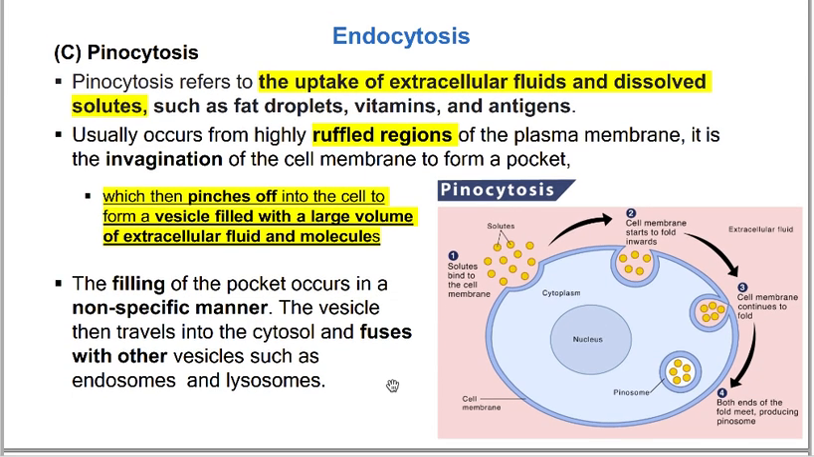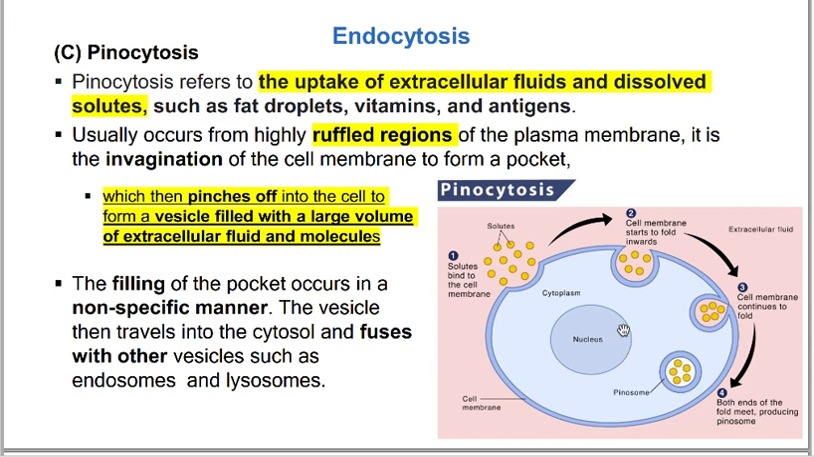And finally, pinocytosis. Pinocytosis refers to the uptake of extracellular fluid and dissolved solids such as fat droplets, vitamins, and antigens. It usually occurs from highly ruffled regions of the plasma membrane, and it is an invagination of the cell membrane to form a pocket. So here, this is the plasma membrane, and this is the invagination of the cell membrane that finally forms a pocket, which then pinches off into the cell to form a vesicle filled with a large volume of extracellular fluid and molecules.